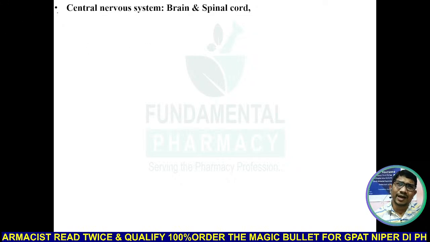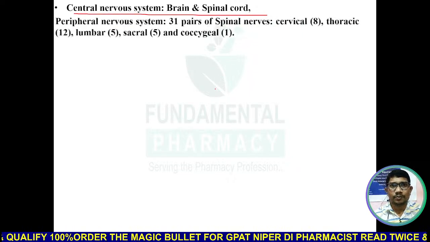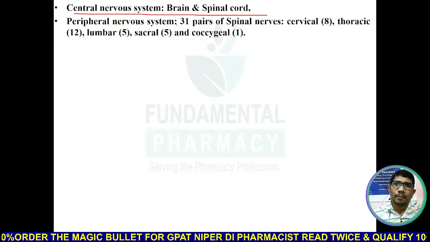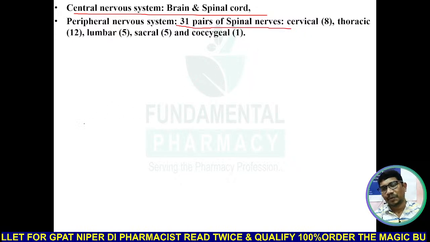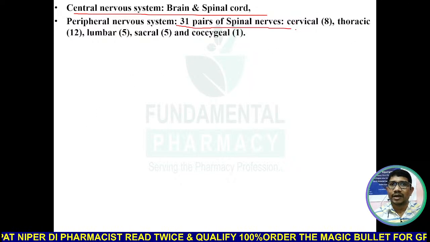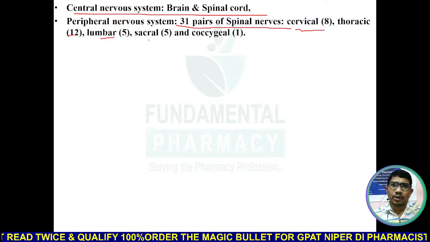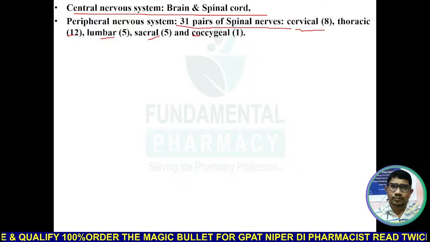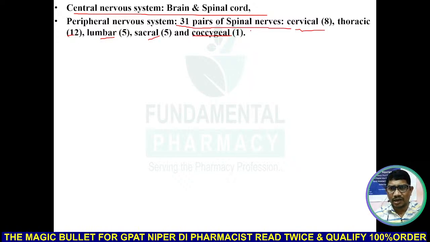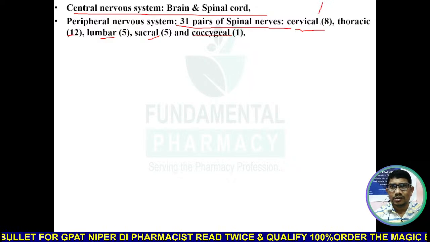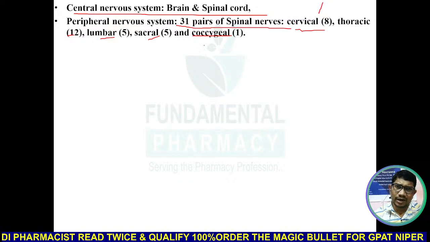Now central nervous system consists of brain and spinal cord, right? So peripheral nervous system consists of 31 pairs of spinal nerves: 8 pairs of cervical nerves, then 12 pairs of thoracic nerves, 5 lumbar nerves, 5 sacral nerves, and 1 coccygeal nerve. पेरिफेरल नर्वस सिस्टम 31 पेयर्स ऑफ स्पाइनल नर्व, उसमें 8 नर्व्स are cervical region से आते हैं, 12 are thoracic nerves, 5 are lumbar nerves, 5 are sacral nerves and 1 is coccygeal nerve.